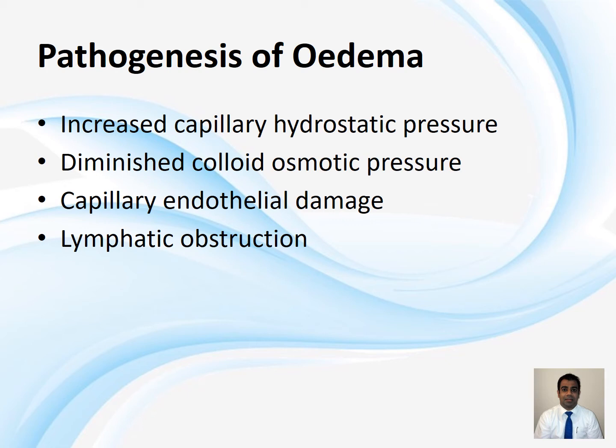So: an increase in capillary hydrostatic pressure, a diminished plasma colloid osmotic pressure, damage to the capillary endothelium, and lymphatic obstruction. If there is edema, it's due to one of these four entities. So it's easy to work out. If you find a patient with edema, all you need to do is find out which of these four entities the edema falls into, and I'll clarify how you work things out in the course of this lecture.